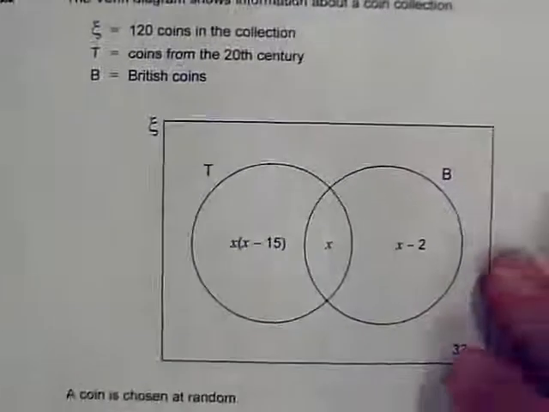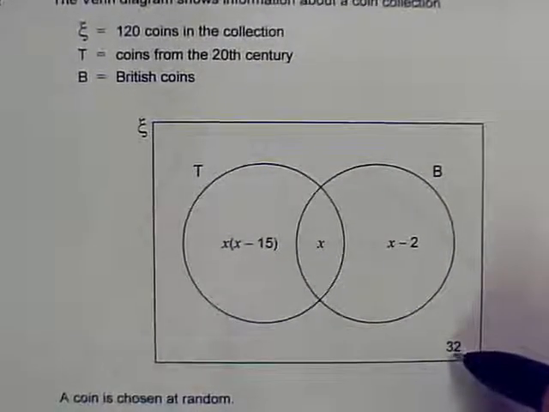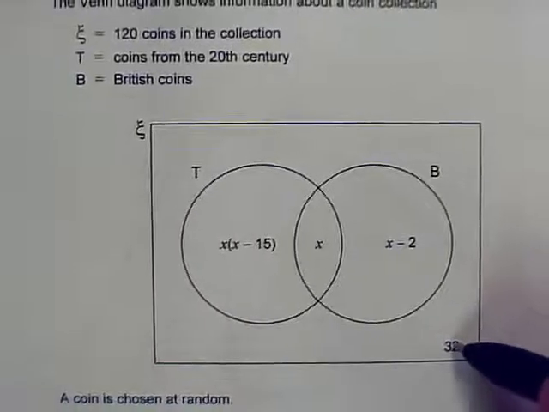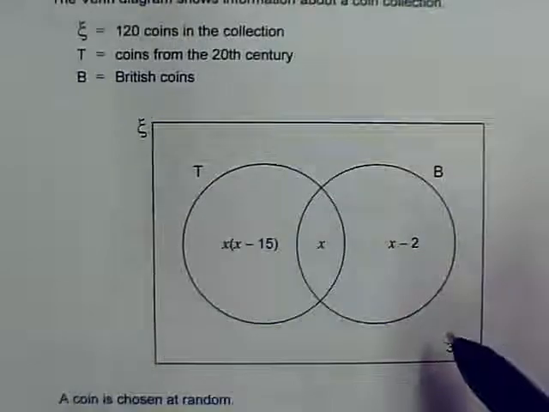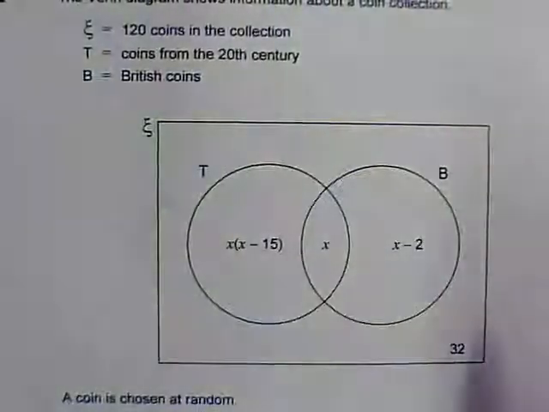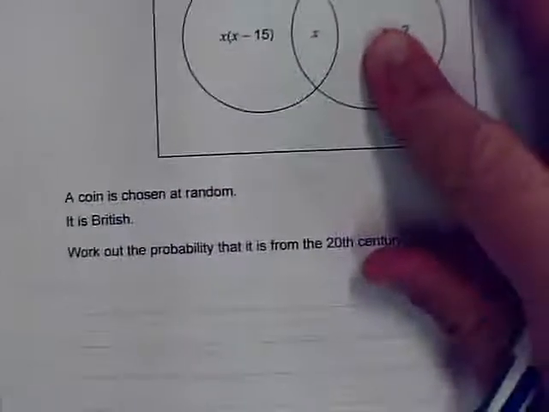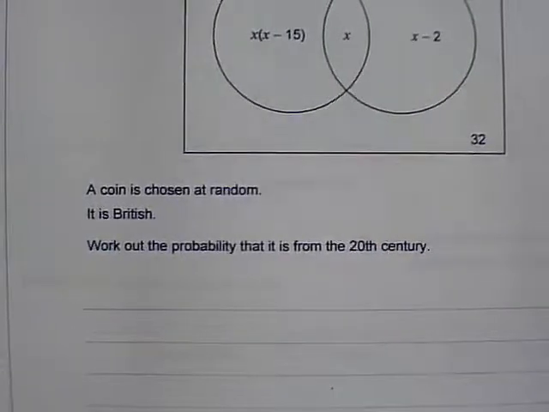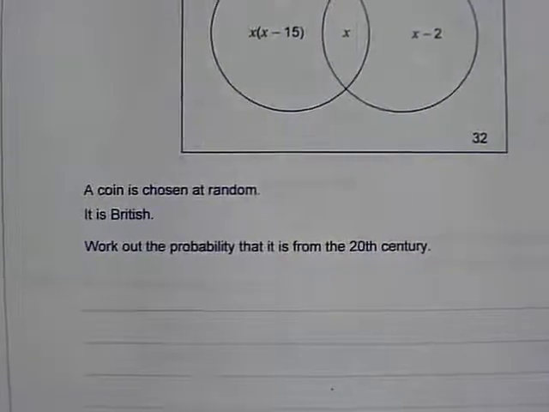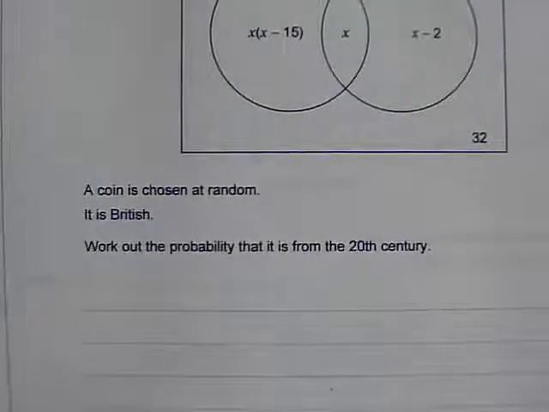We've got this value here, 32, and what that refers to is the number of coins that don't fit into either of these categories. So they are not British and they're not from the 20th century. We're told that a coin is chosen at random. It is British. Work out the probability that it's from the 20th century.